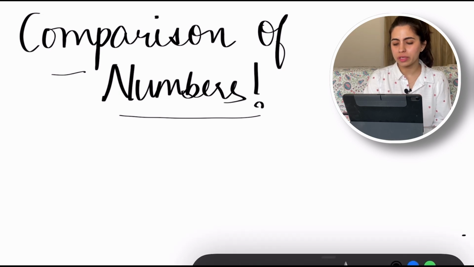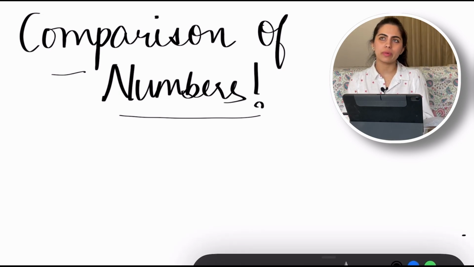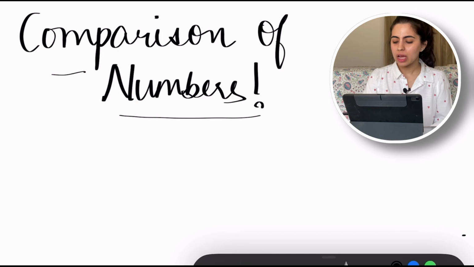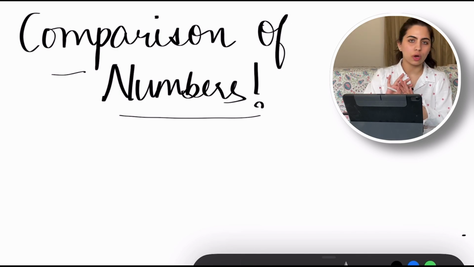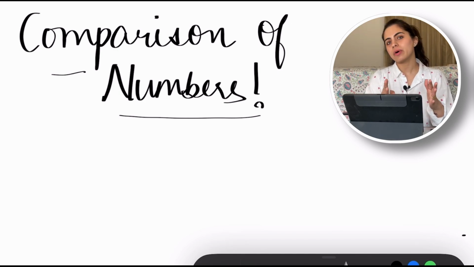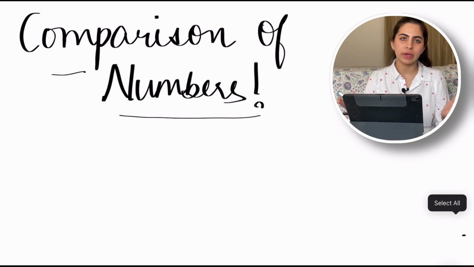Now we've already learned so much about numbers and we know how to compare them. Just for a quick revision, when we compare two numbers, whichever number has more digits, and we are not talking about decimals here, is the bigger number.